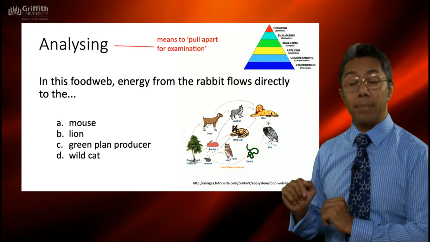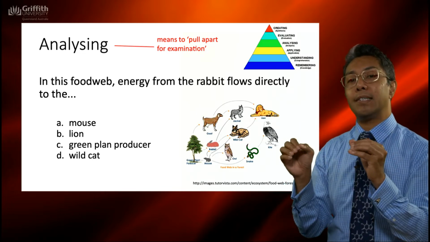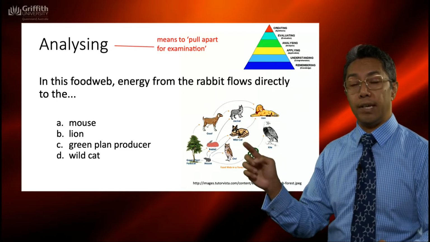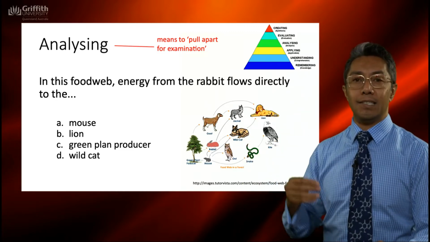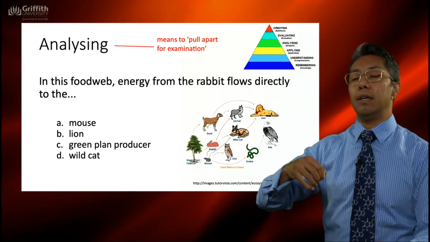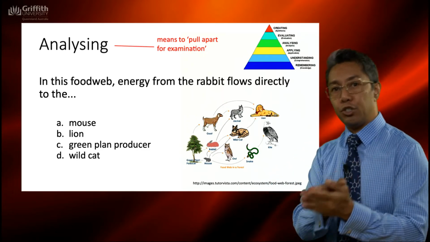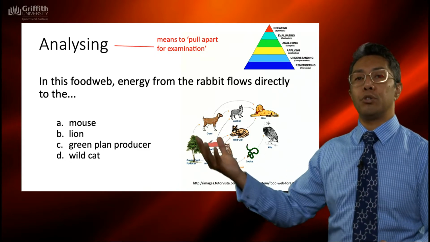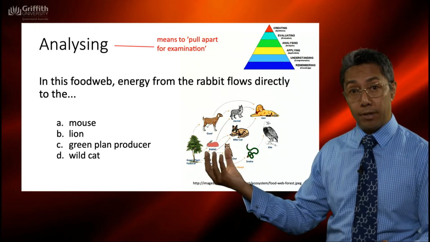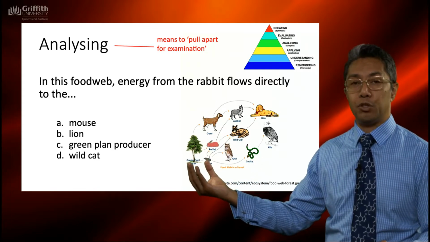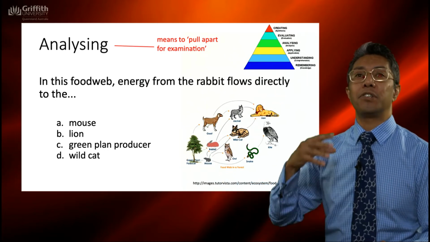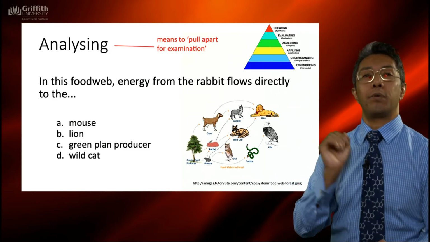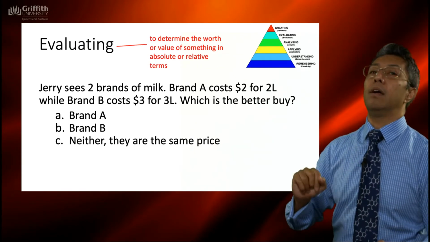So analysing, remember, is about pulling apart something for examination. The thing that they're pulling apart is this visual cue over here. Students have to understand the meaning of the arrows and concepts such as producers, primary consumers, secondary consumers and tertiary consumers, to be able to interpret this visual and answer the question. So you can see that you can absolutely create questions at the analysing level. Can we go further? Yes, we can.